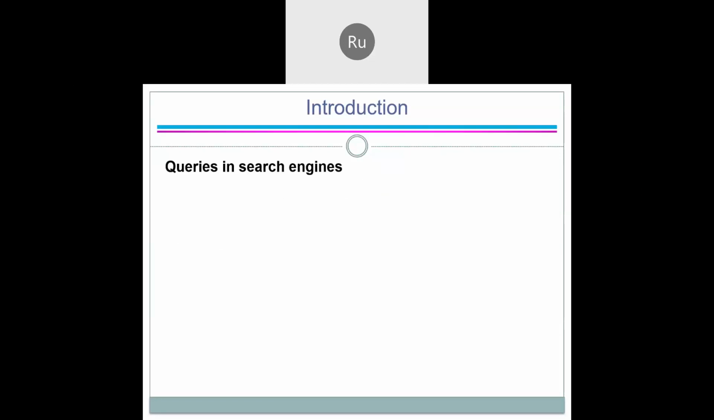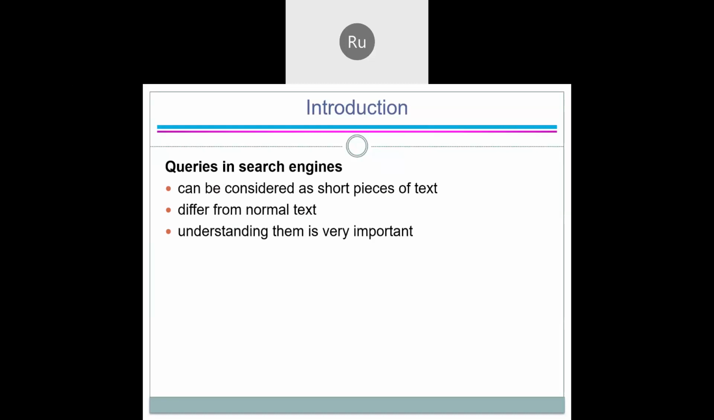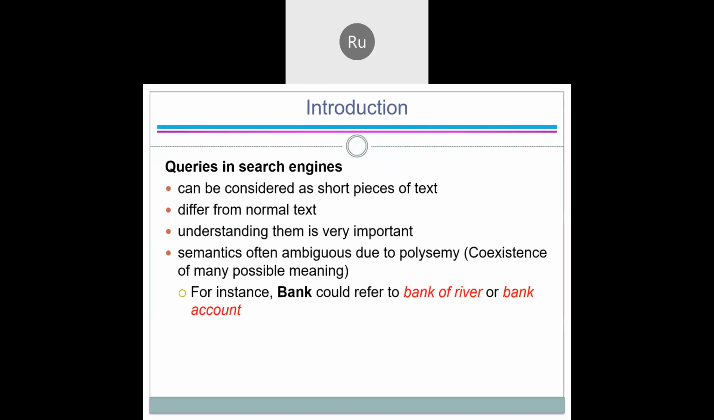So the query in a search engine can be considered as a short piece of text because we write it in 2 or 3 words. So it is different from normal text, because normal text consists of one sentence or more than one sentence. Okay? So we need to understand them because they are very important. For example, bank. It could refer to bank of a river or a bank account. So that's why we need to know how the term is being used within the context of the other words that we have. Then we know the meaning.